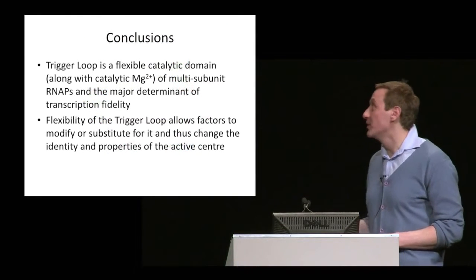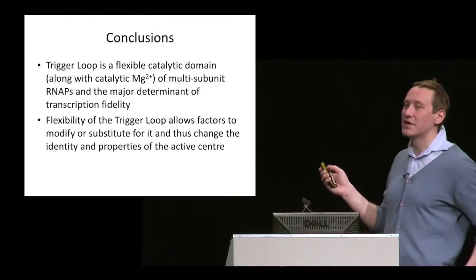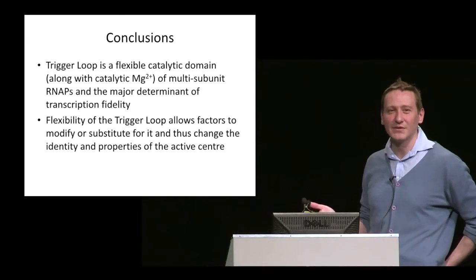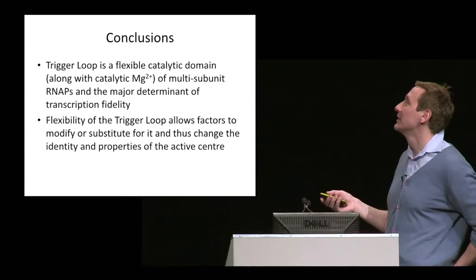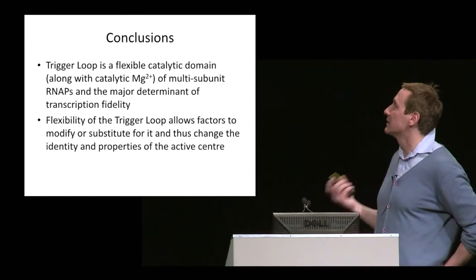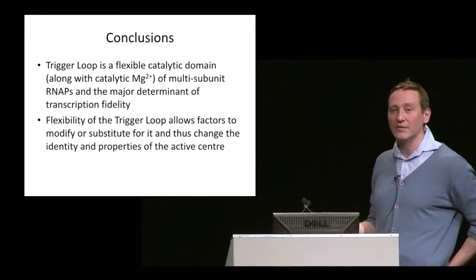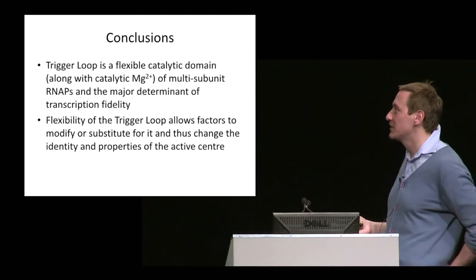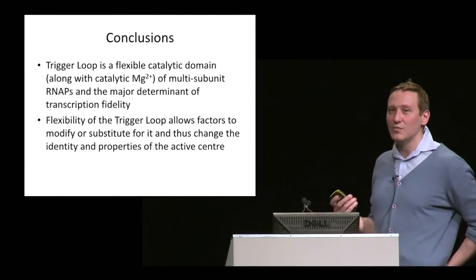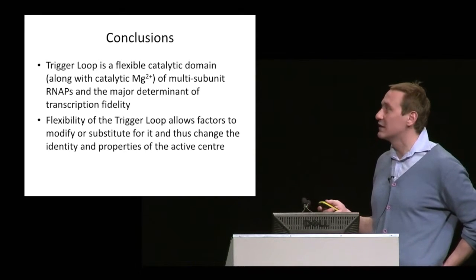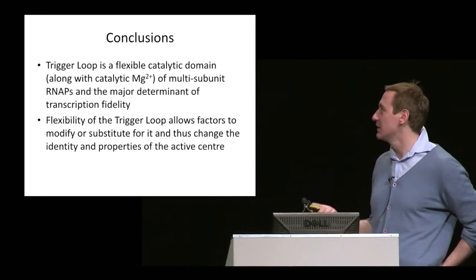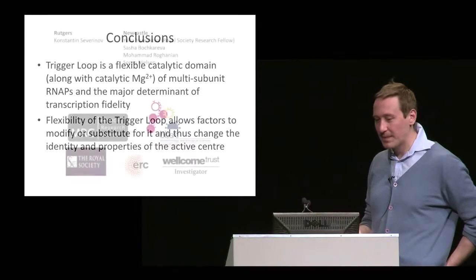Right, I wouldn't bore you with the conclusions. It's just the major points. The major conclusion is that the active center of RNA polymerase is not as boring as we thought. The trigger loop is a new catalytic domain that is required for catalysis and determines the fidelity of transcription. And the flexibility of the trigger loop allows factors to modify it or to substitute for it and thus change the properties of the active center of RNA polymerase.